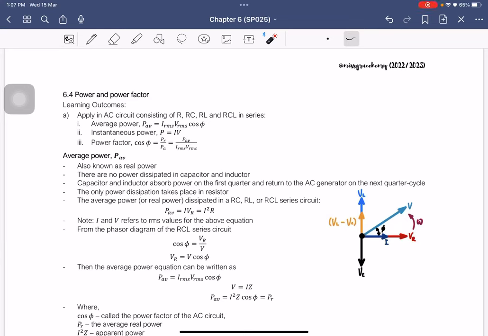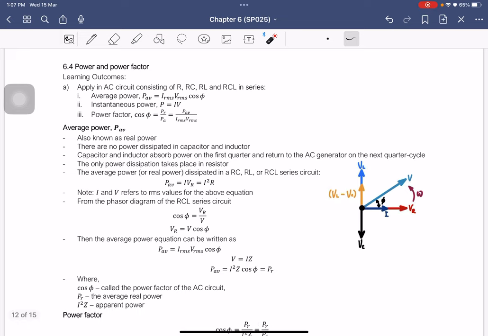Subtopic number 4, which is on power and power factor. So in this subtopic, you have to be able to apply it to alternating current circuits consisting of RC, RL, and RCL in series. Okay, so the formulas are different, so make sure you know which one to use lah. Okay. So, average power is also known as real power.